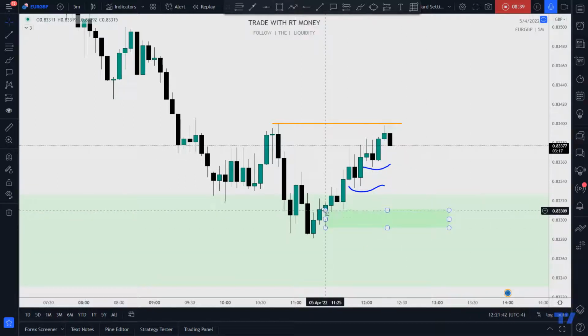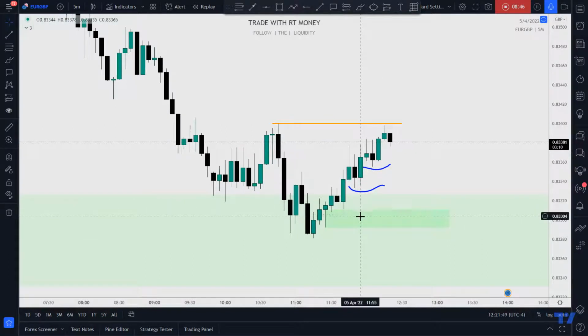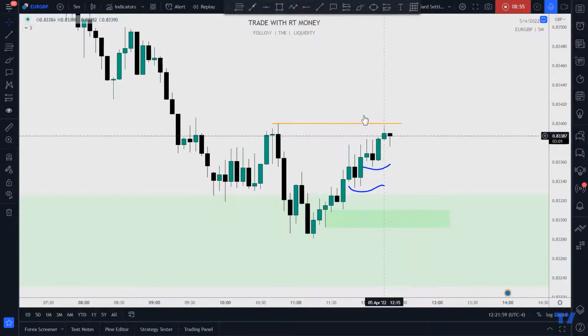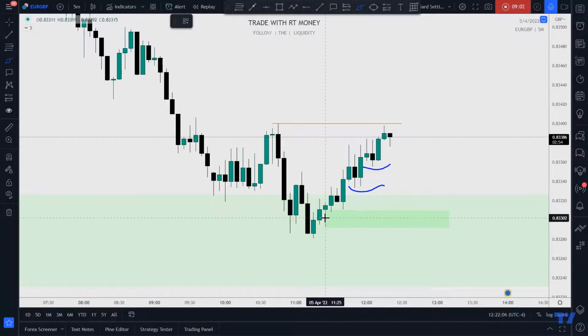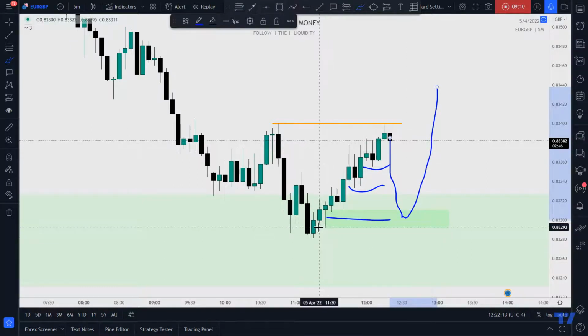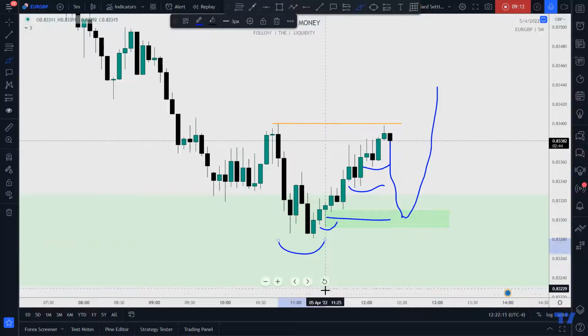Price did mitigate this bullish order block, this demand zone, but it didn't come down deep into the mid part of this demand zone. So I give it up to the 50% mark. If price comes back down, I'm giving it up to that 50% mark, and then we'll come up. Because if it breaks this low here, it's going to take those lows out.